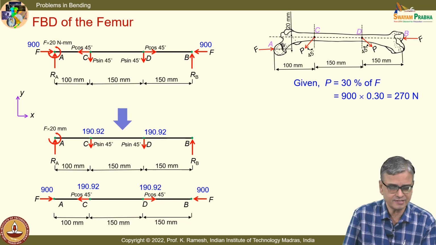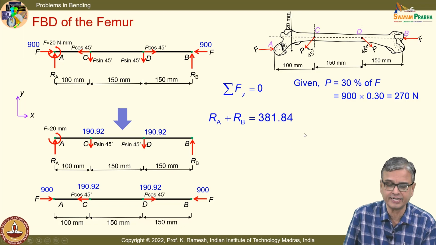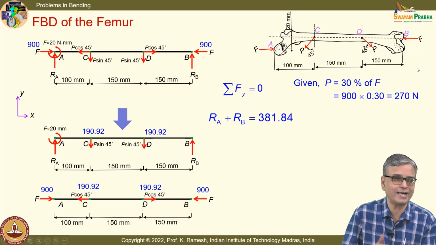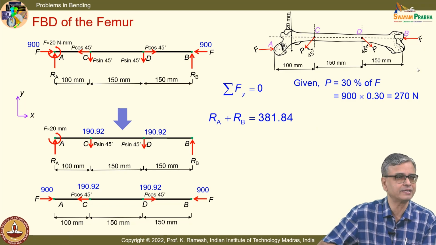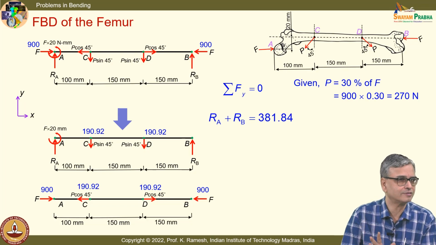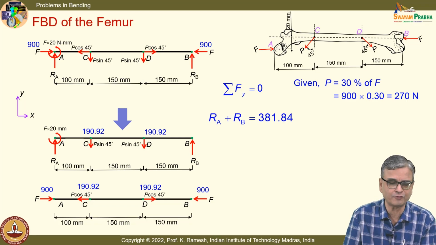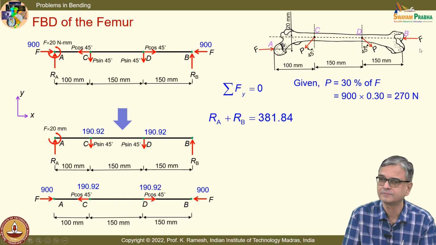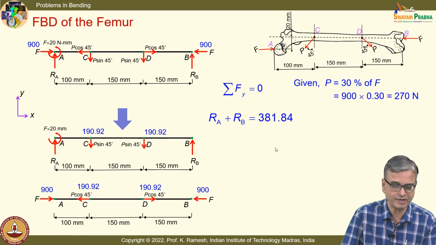Okay. First, we have to find out the reactions. So, I have sigma Fi equal to 0, and this gives me Ra plus Rb equal to 381.84. See, we have also done a simple idealization. You have this as a ball and socket joint at the hip, and the other joint is also some sort of revolute joint. So, we simply replace it by a horizontal and vertical force, and the horizontal force is already given as part of the problem. Only the vertical force we have to find out as part of the solution.